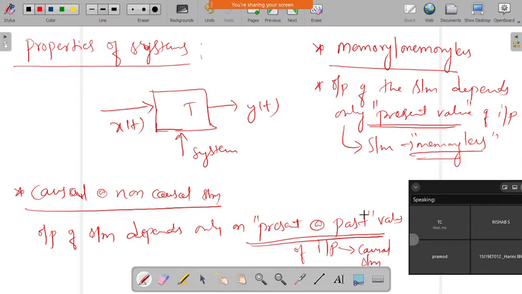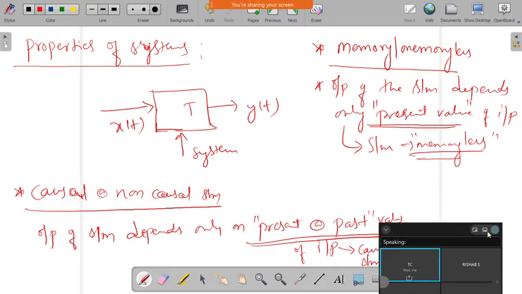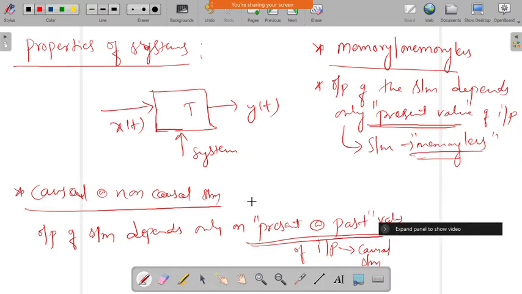Any problem? I think somebody has. Okay, we will finish by 5, that is not a problem. So this is the causal or non-causal system.